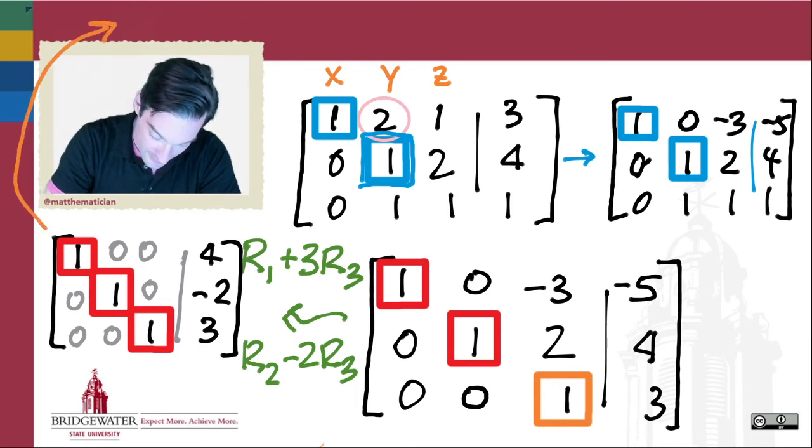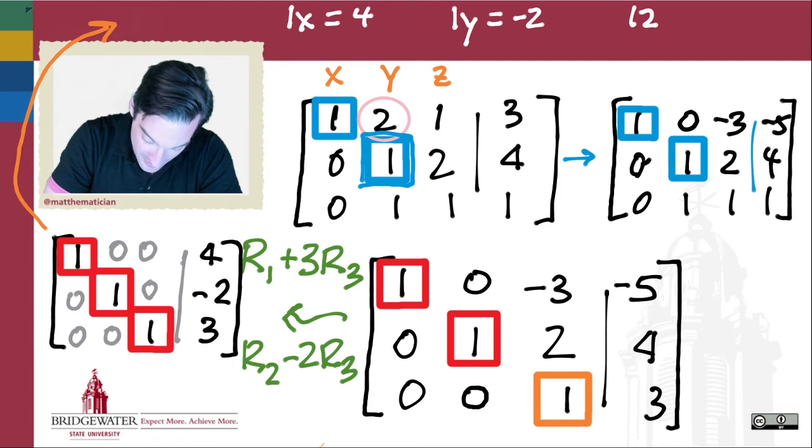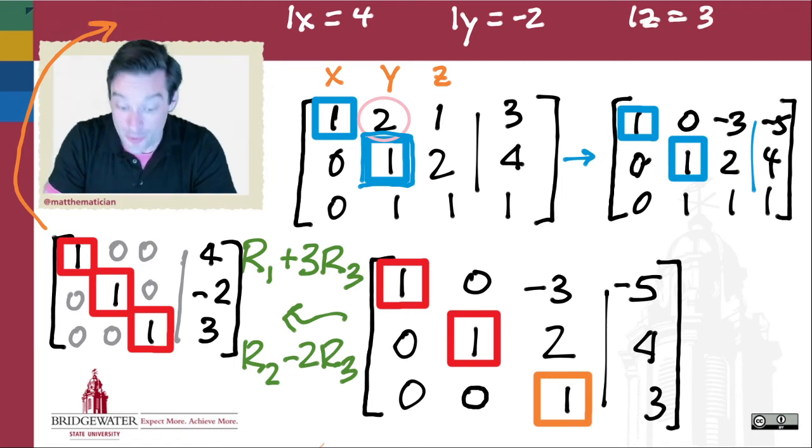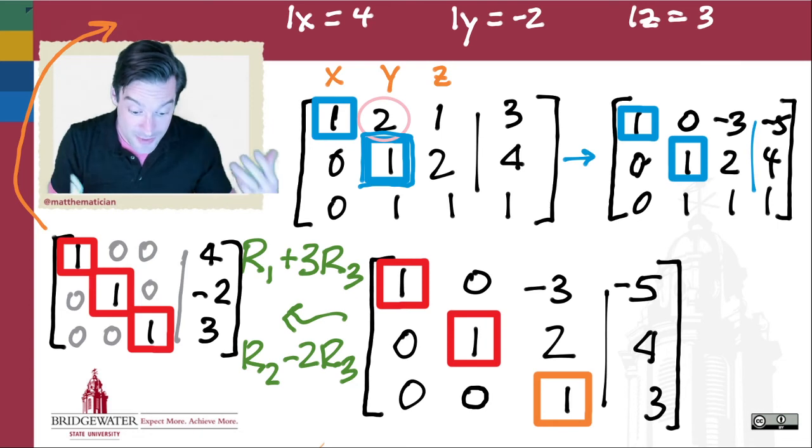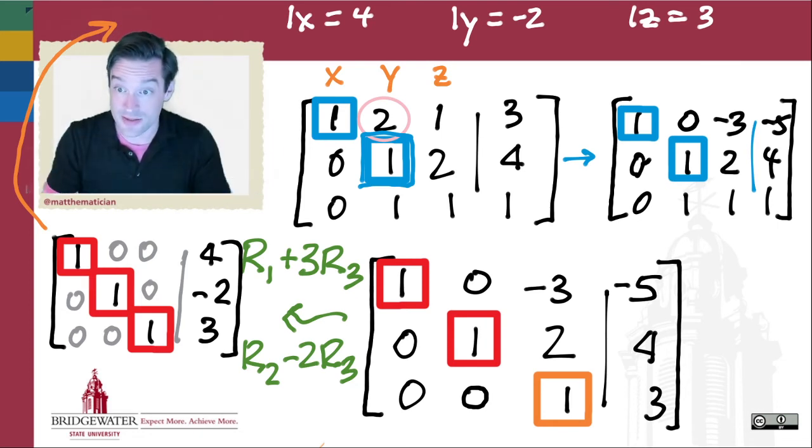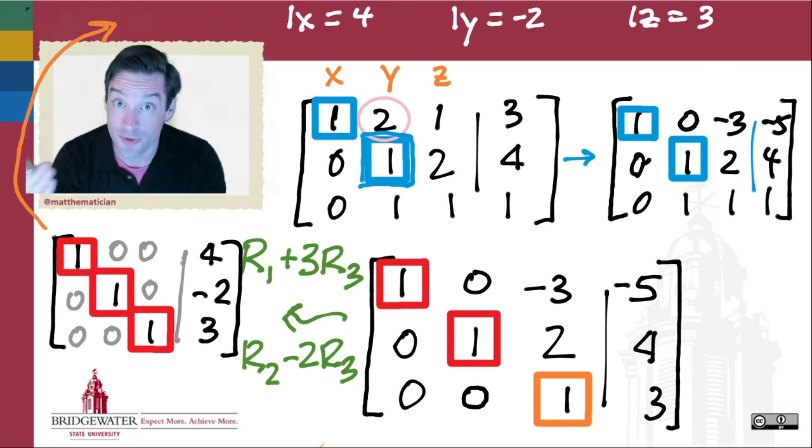x equals 4, y equals -2, z equals 3. Yeah, because these coefficients of 1 are now the coefficients of x, y, and z. So it's 1x equals 4, and 1y equals -2, and 1z equals 3. In other words, this reduced row echelon form is telling us that x must be equal to 4, y must be equal to -2, z must be equal to 3. Those are the only x, y, and z that satisfy all 3 of these equations.